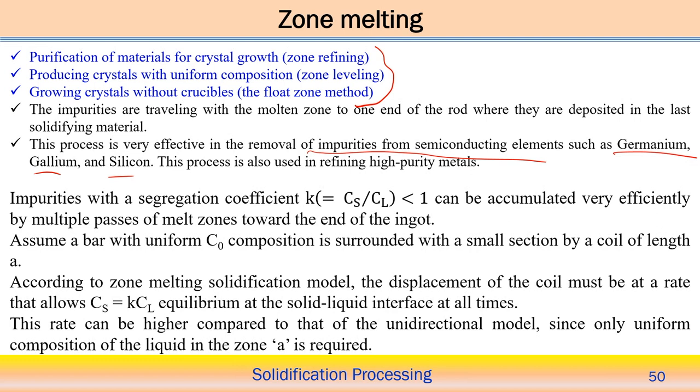So, for the refining of high purity metal, a similar methodology, the zone melting process, can be utilized. When you are talking about the removal of impurities, the impurities with a segregation coefficient k less than 1 can be accumulated very effectively. If it is not happening in a single pass, not all the impurities may be removed. In that case, multiple passes can be followed, such that these impurities can be accurately removed towards the end of the ingot.